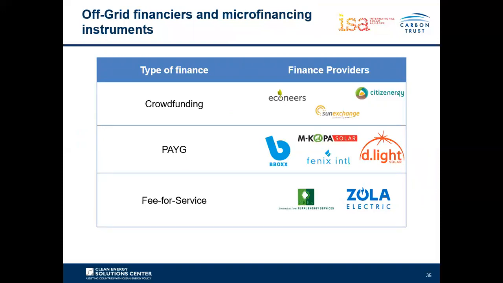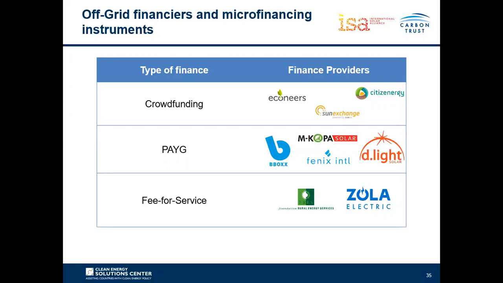All right, and the last case study is examples of finance providers in the off-grid and the microfinance environment. We can see here there's examples of crowdfunding where investors at various scales, whether it be private household investors or institutional investors, give a variety of finance. These platforms allow developers to acquire finance from a variety of investors, and then the projects are implemented and the investors receive their money back in the form of lease of the equipment to the customer or from the electricity sold on to the customer.